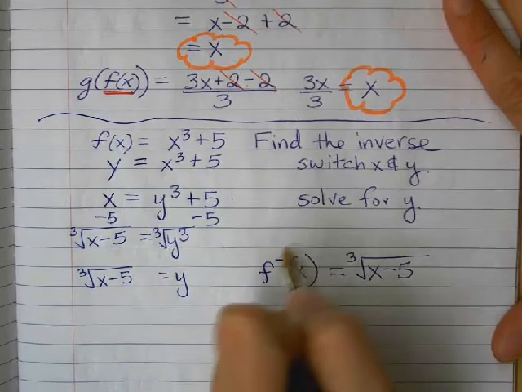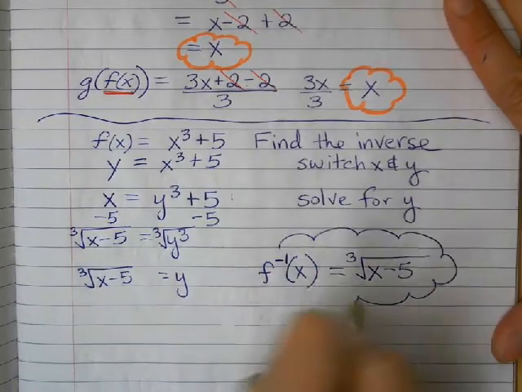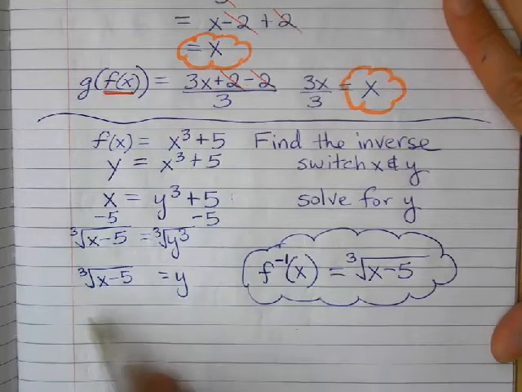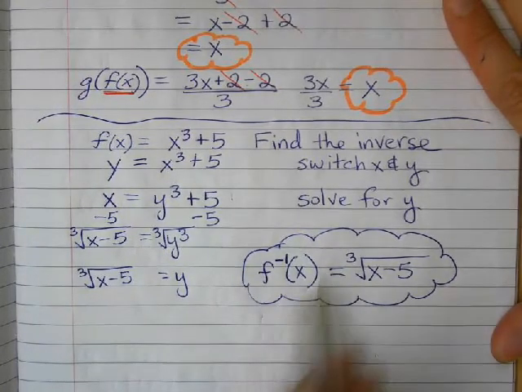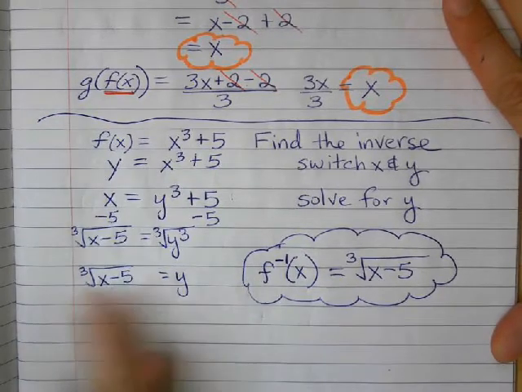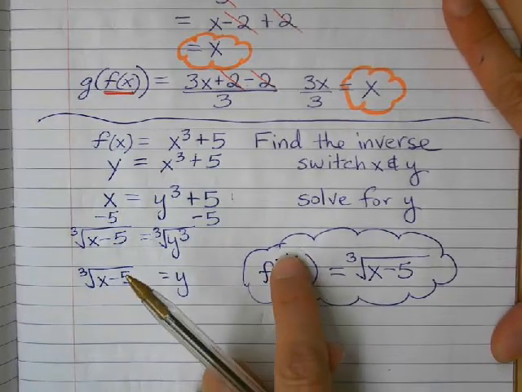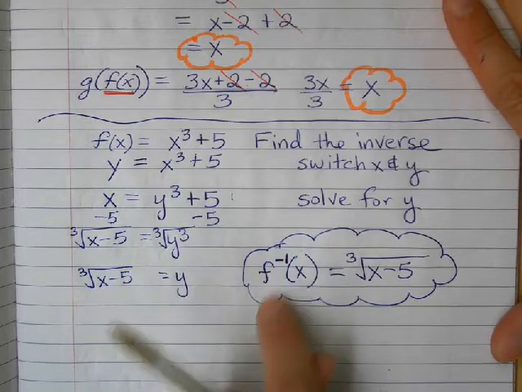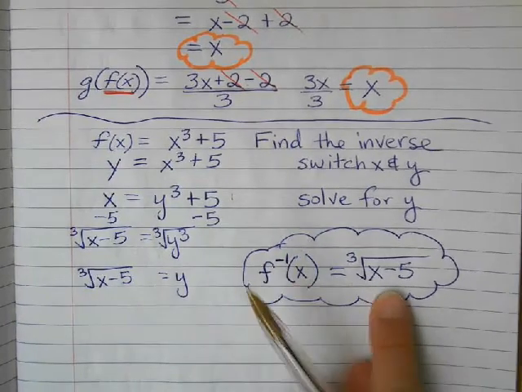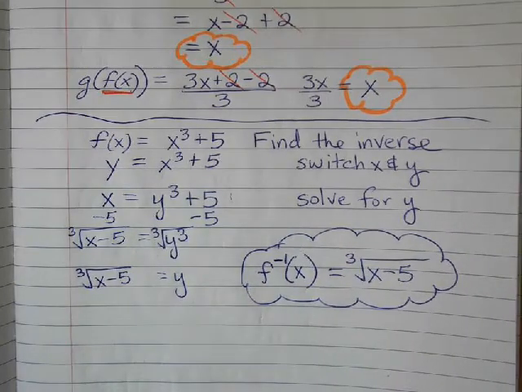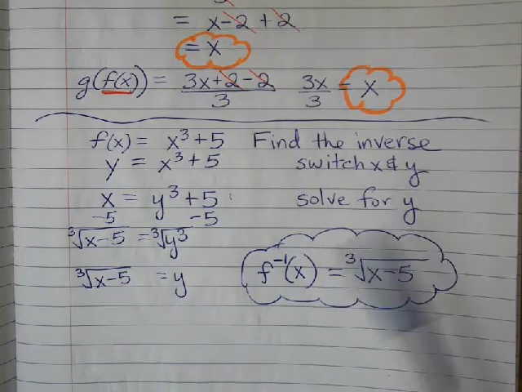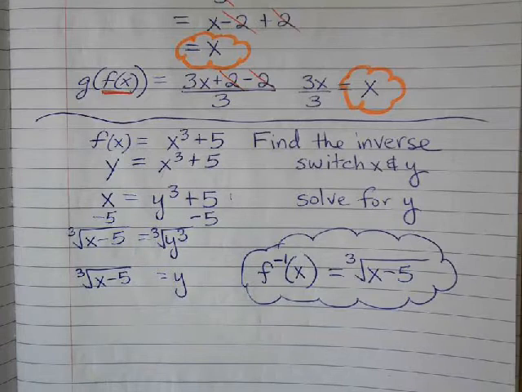That's the answer. So at the end it was y equals, but I make it f negative 1 because that notation tells me it's the inverse. So they put f negative 1 equals that. So finding an inverse, you're going to have to do that on the assignment. Switch x and y around and then solve it. That's not too bad.